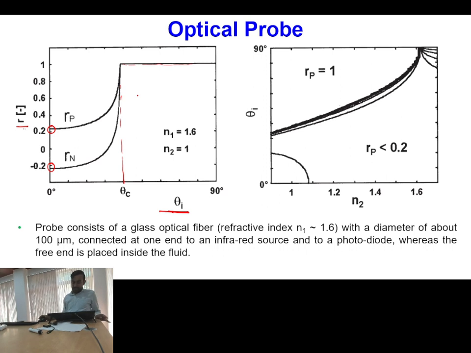Typically, this plot is given for n1 equal to 1.6 and n2 equal to 1. Here you can see that with n1 nearly equal to 1.6, our material is nothing but glass. So when I am talking about n1, I am considering the material to be glass, and when n2 is 1, I am talking about the material to be air.